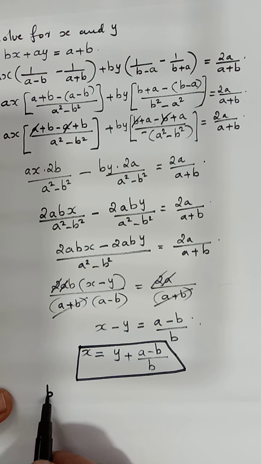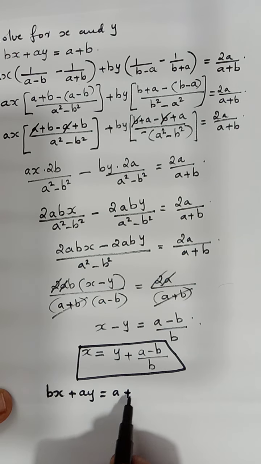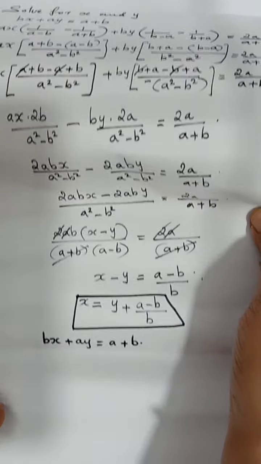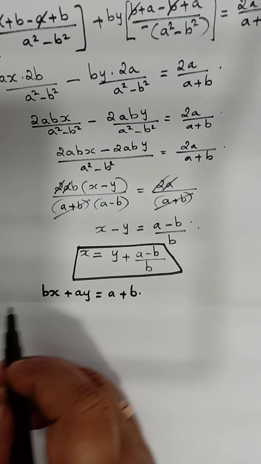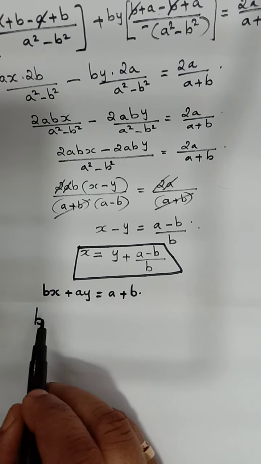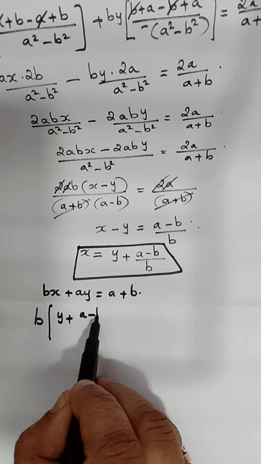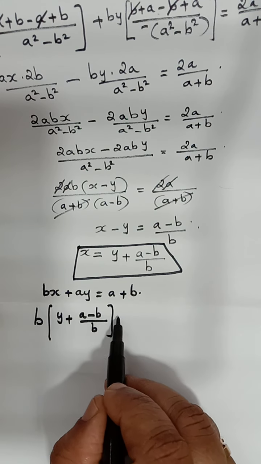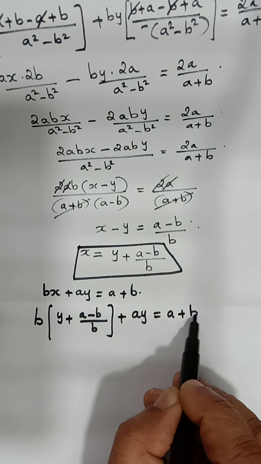Now first equation is bx plus ay is equal to a plus b. So instead of x we have to substitute the value which we have found out. How do we do that? So bx, b into x value will substitute. Let it be in the bracket. y plus a minus b by b. So bx over plus ay equal to a plus b.